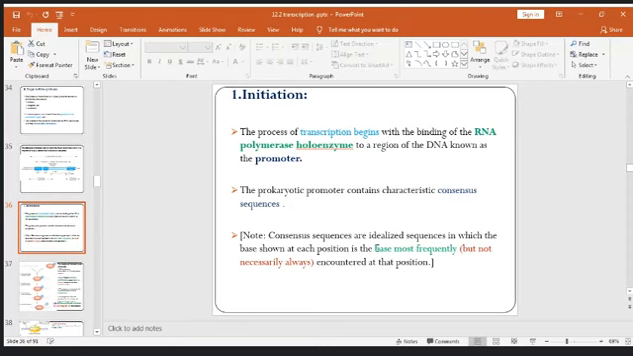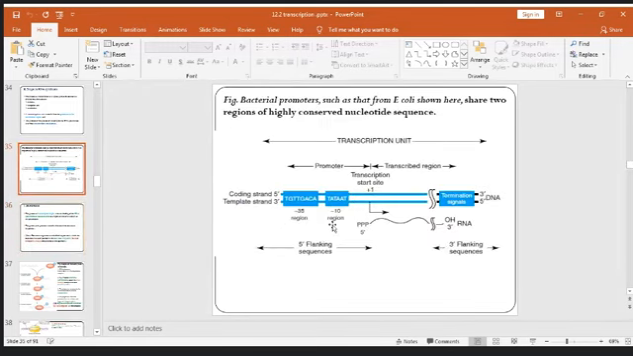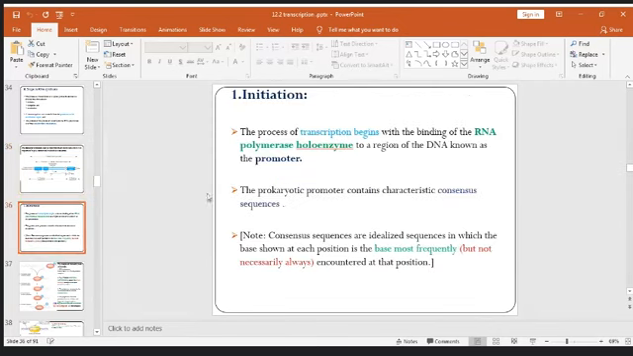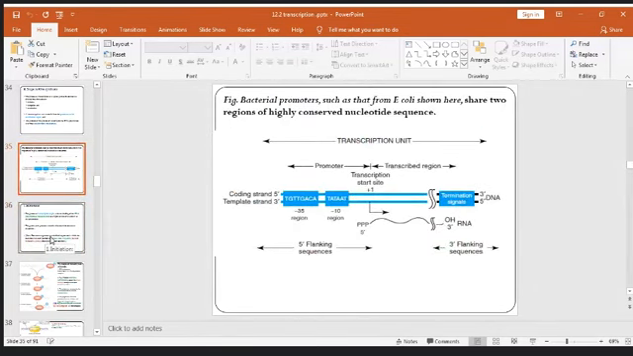And the consensus sequences are idealized sequences in which the base shown at each position is the base most frequently found. For example, the TATA box and TATA are mostly the nucleotide bases seen frequently, but not necessarily always. This is especially true for the -35 sequence. Even in the -10 region, the TATA box comes first, then the A starts. The -35 region, however, can have variations, though mostly it is a guanine-rich area.